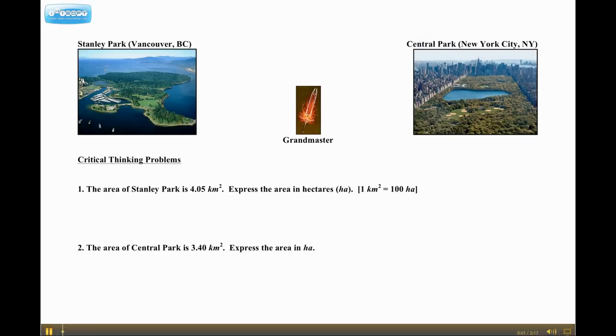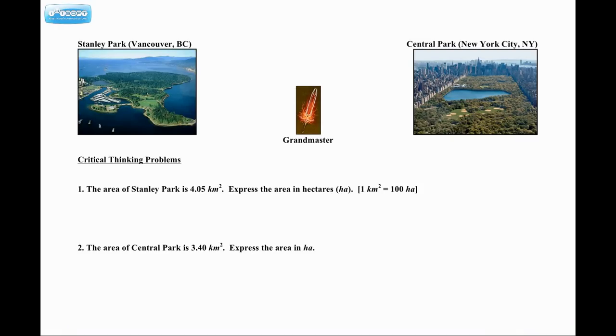Moving on to the Grandmaster video for Chapter 2, Section 1, some critical thinking problems. Number 1, the area of Stanley Park, so I have a picture here, in Vancouver, is about 4.05 kilometers squared, or square kilometers. Express the area in hectares, abbreviated as HA. And if you don't know what a hectare is, by definition, 1 square kilometer is equal to 100 hectares.